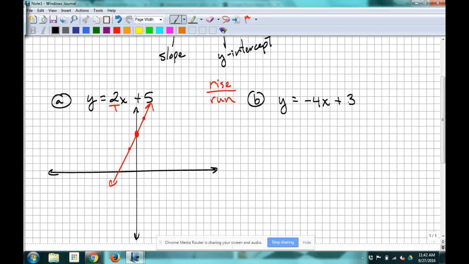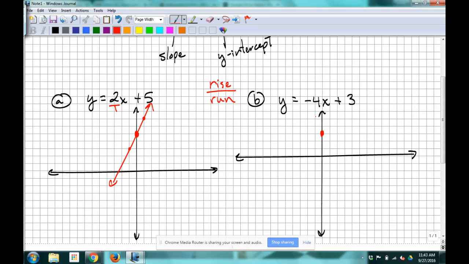Negative y equals negative 4x plus 3. Is that in slope-intercept form? Yes. What's the y-intercept? 3. What's the slope? Negative 4. Okay, so that's coming straight from that problem. So I'm going to put my y-intercept at 3. That's the first dot I'm going to place.